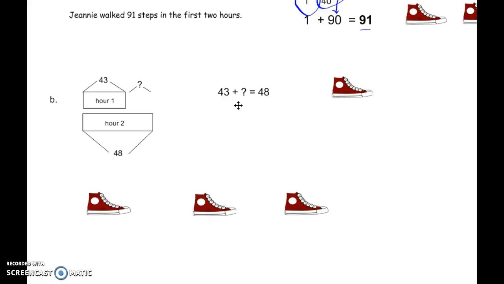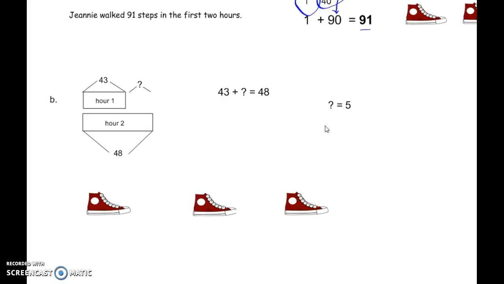Now that I've got the equation, I'm simply going to solve. And to solve, this is just some simple addition. If I'm at 43, all I do is count up 5 to equal 48. Or if I'm subtracting 48 minus 5, then that, or 43 plus 5, gives me 48. So the answer to part B is 5.